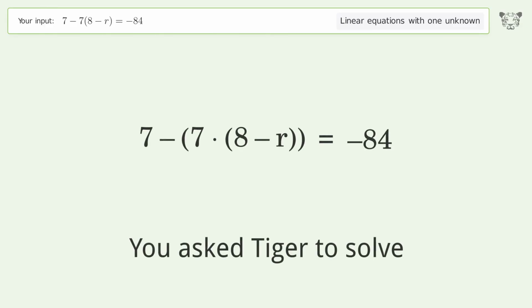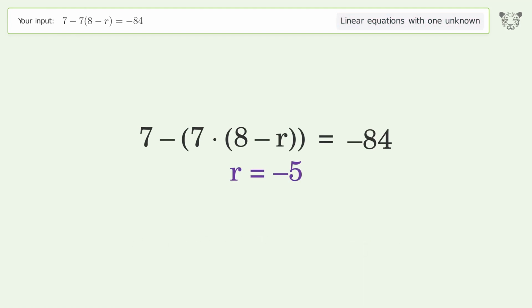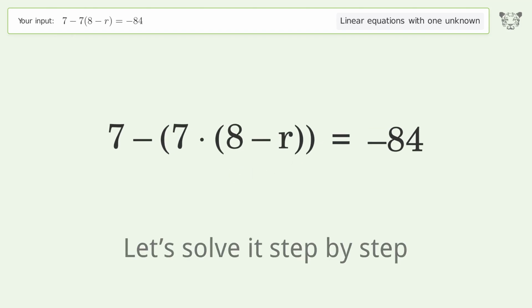You ask Tiger to solve. This deals with linear equations with one unknown. The final result is r equals -5. Let's solve it step by step.